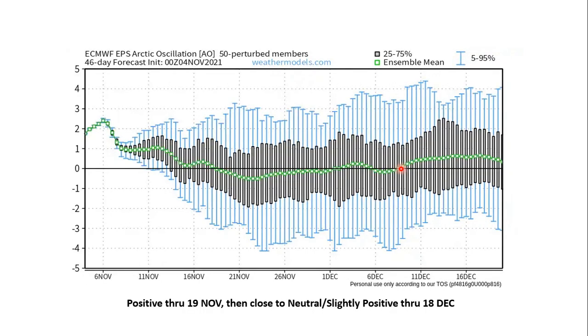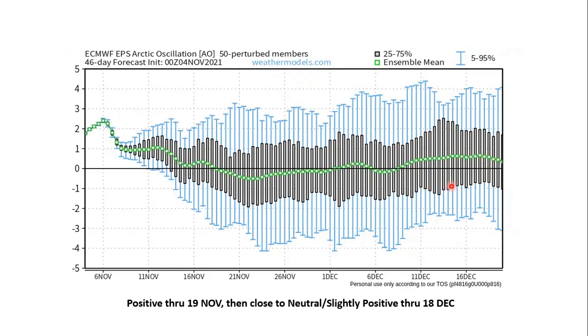European EPS AO 50 perturb members, paying attention to this green line, this forecast. This one goes all the way out to 18 December. General positive tendency through 19 November for the AO on this model run, then close to neutral, potentially slightly positive towards middle December.